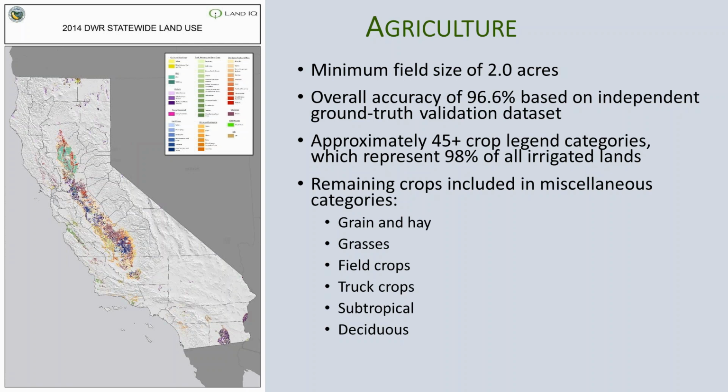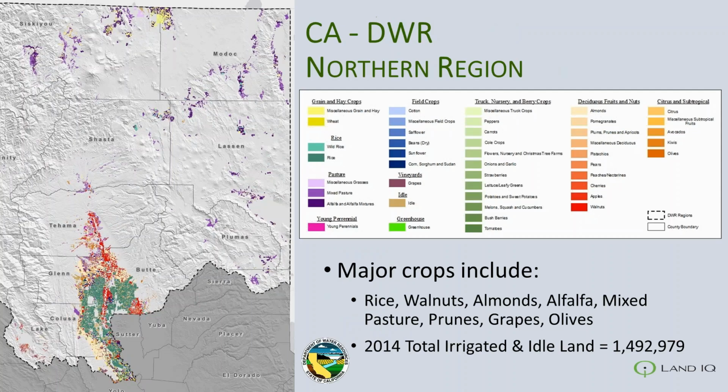They're put into miscellaneous truck crops or miscellaneous deciduous classifications, as I mentioned here. So there are miscellaneous classifications in grain and hay, field crops, truck crops, subtropical, deciduous, things like that. So I'm going to take you on a journey, I guess, from north to south in the state of California, and we're going to dive into the land use results.